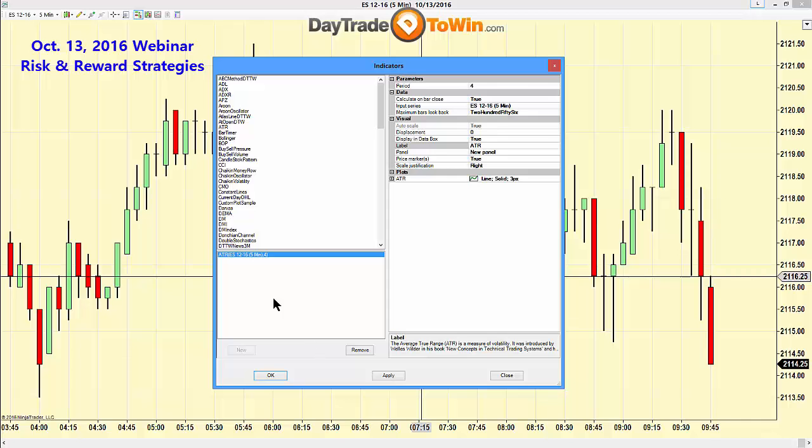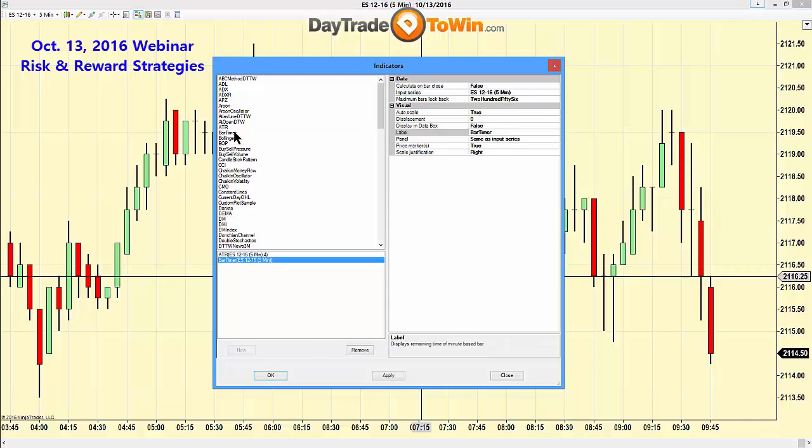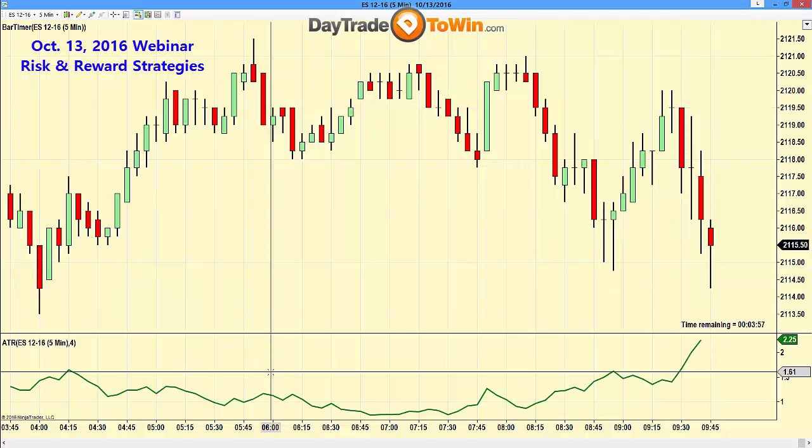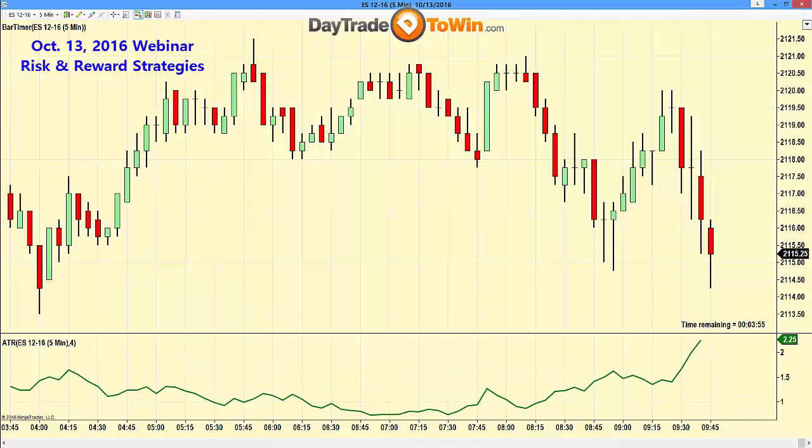Should I not trade? I also like to add the bar timer. These two very important tools are found in the indicator list in every trading platform, whether it's Ninja, TradeStation, Trade Navigator, Sierra, MT4, they all have these tools. Actually, TradeStation, I don't think they have it yet, but I offer a free bar timer for TradeStation as well because I think it's important. You can download it at DayTradeToWin, in the free software section.